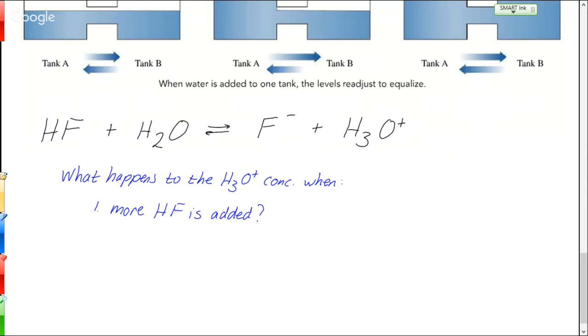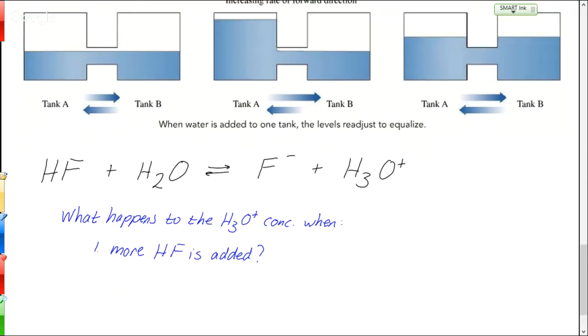So think about the water example again. Tank A is your reactants, tank B is your products. What's going to happen to the products when you put more reactants in? Is the concentration going to go up or go down? Or stay the same? It's going to go up. Why?